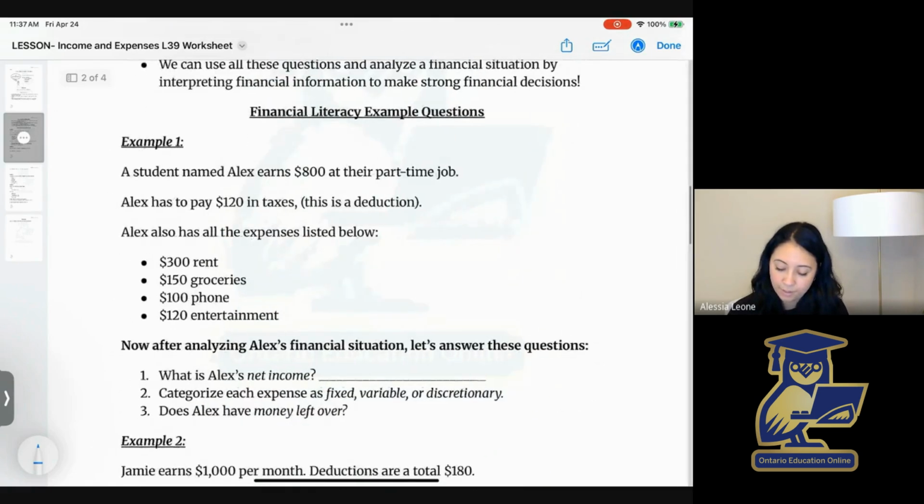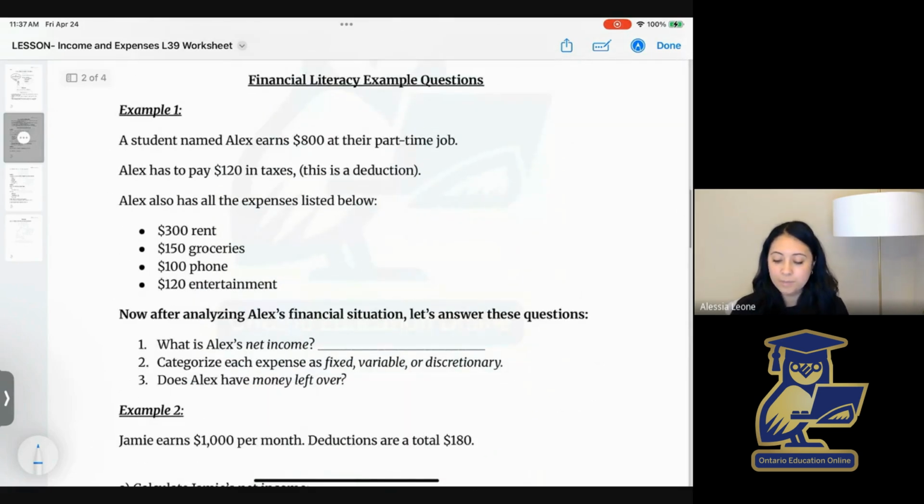So, for example, here we have a student named Alex, and he earns $800 at a part-time job. Alex has to pay $120 in taxes. These taxes, that's called a deduction. So Alex also has all these expenses listed below.